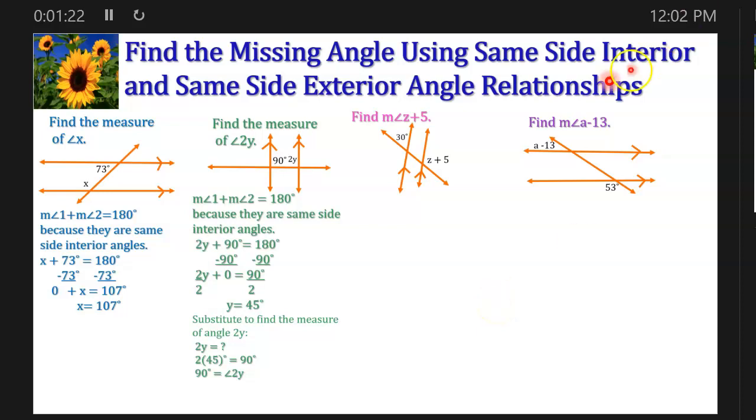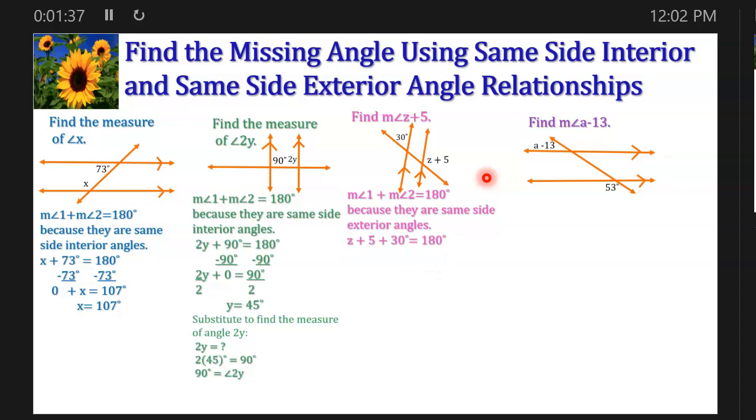Okay, now on the third one, we have two same side of the transversal angles, but they're outside or exterior of the parallel lines. Again, we would solve those by adding them together and making them equal to 180.